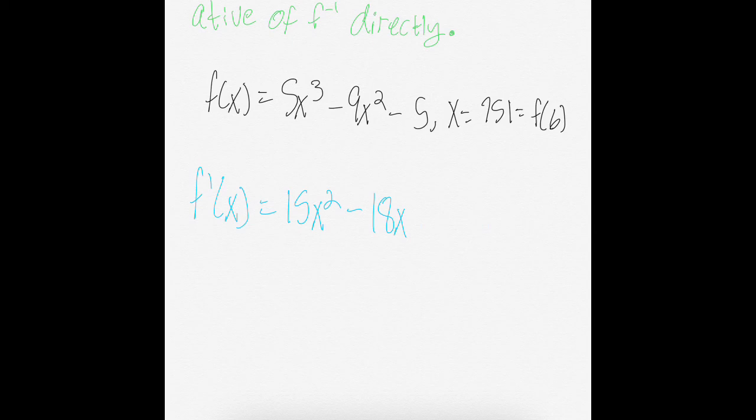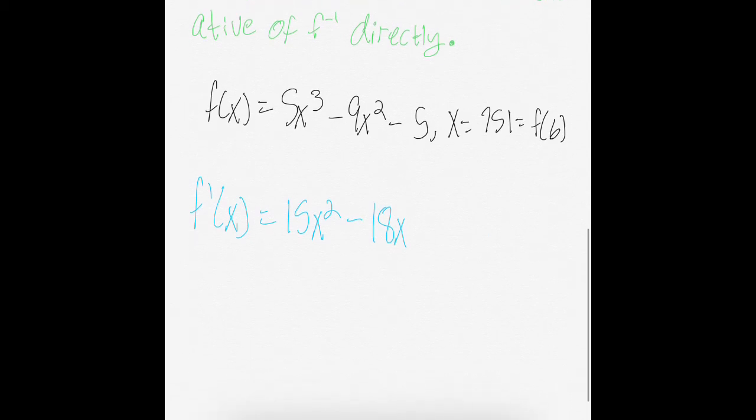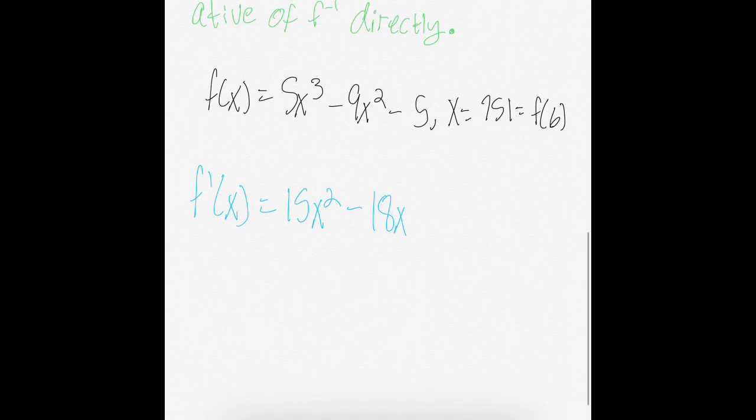Now bring the 2 down for the 9, and I get minus 18x to the first power now. And then the 5, well, its derivative is 0 because it's just a constant. So we've got f prime of x. I hope that you can see from that computation at least.